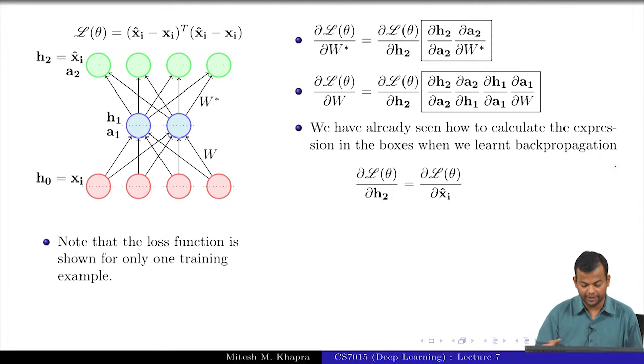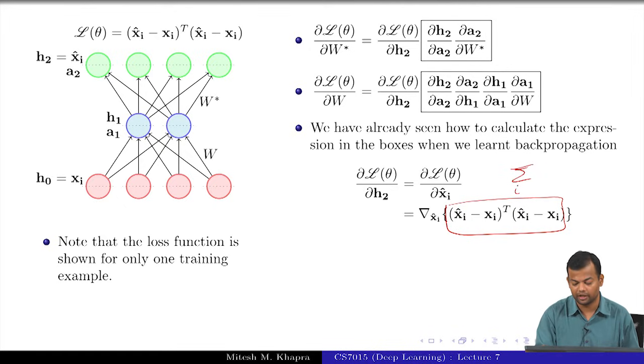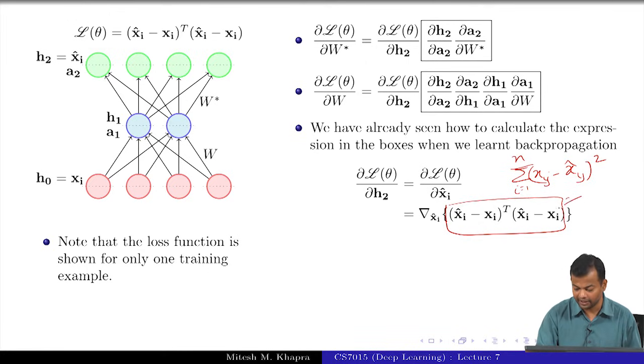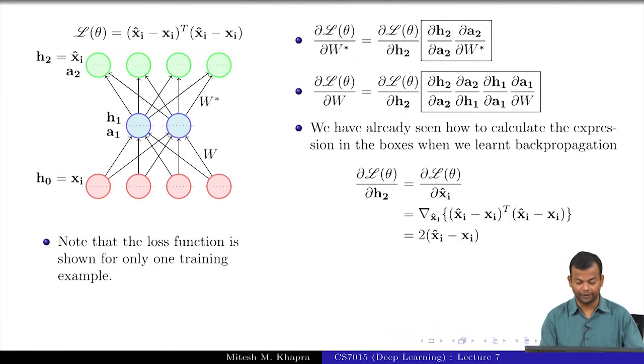Fine. So all we need to do is dou L theta by dou H2, but dou H2 is the same as xi hat, right, because that's my output and I am calling it xi hat. So I need to take the derivative of this. I am just using the vector form here. I could have also written it as the summation over i equal to 1 to n of (xij minus x hat ij) the whole square, right. But this quantity ultimately is going to be a scalar because it's a dot product between two vectors, which is a scalar. So what I'm doing here is taking the derivative of a scalar with respect to this vector. So what is that derivative going to be? It's going to be a vector, okay.